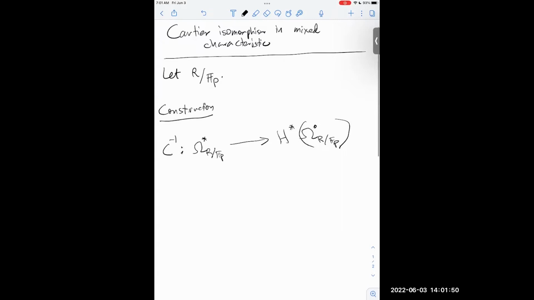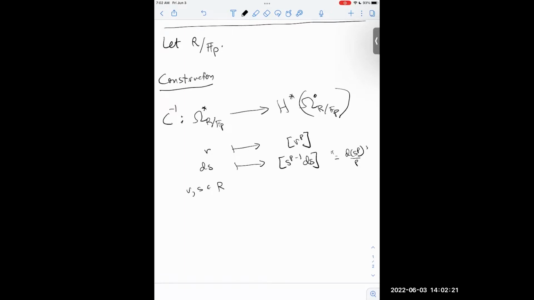And explicitly, this map is carrying, for example, the class of r to the class r to the p, which is a cycle in the de Rham complex in H^0. And the class of ds to s^(p-1) ds. So that's supposed to be, in quotes, d of s^p divided by p. And this is for r, s in the ring R. And so then I guess one has to check that this defines a map of graded algebras, and this is well defined.